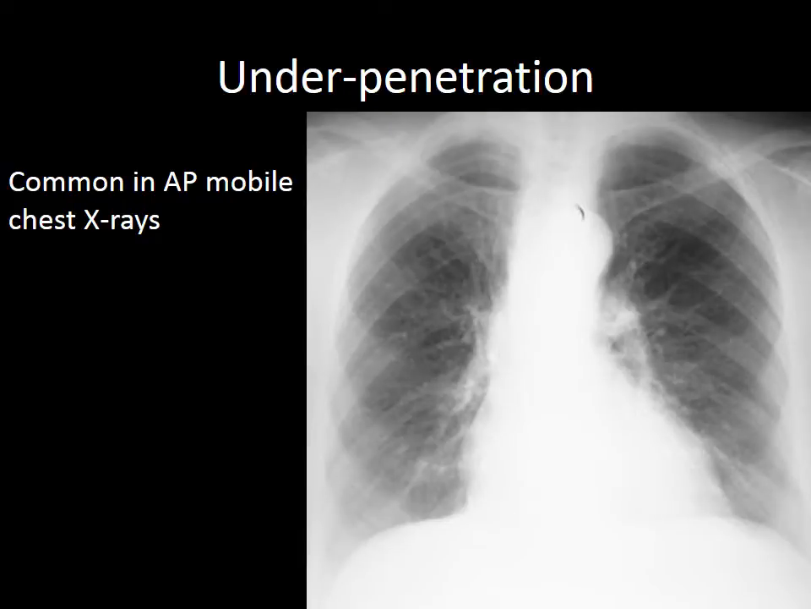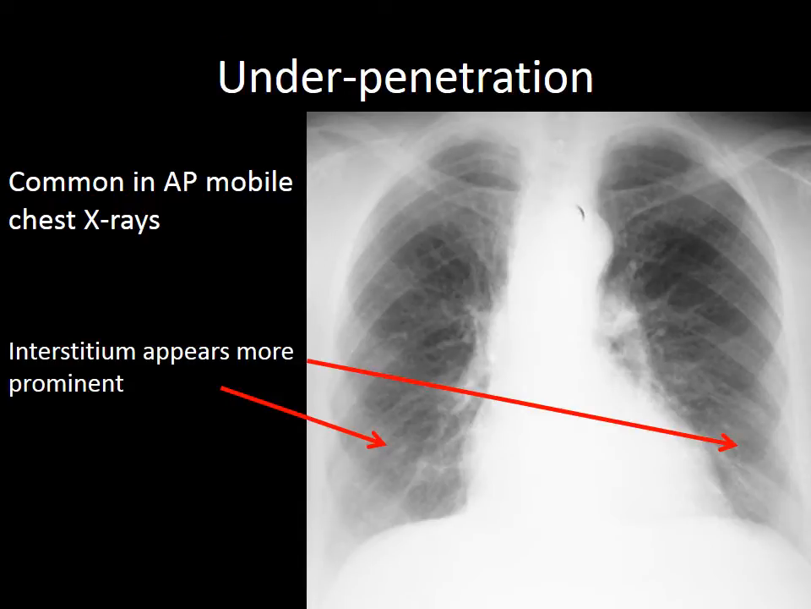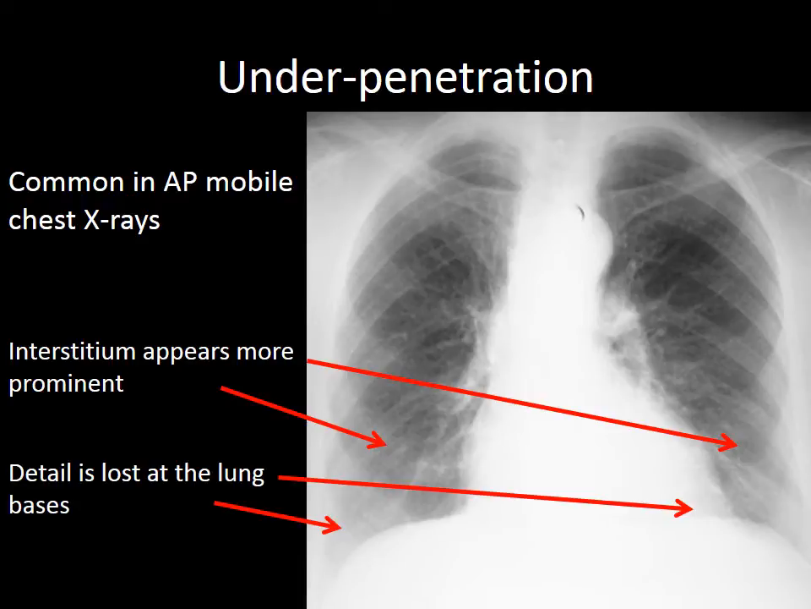Underpenetration refers to not enough X-rays reaching the cassette. This is common in AP mobile chest X-rays, which rely on a generator rather than a fixed power source. This makes the interstitium and pulmonary vessels appear more prominent. Detail is lost at the lung bases, and detail is lost at the vertebrae.